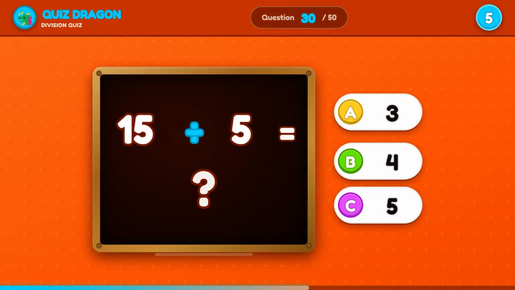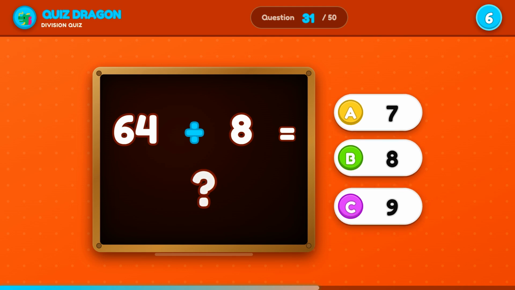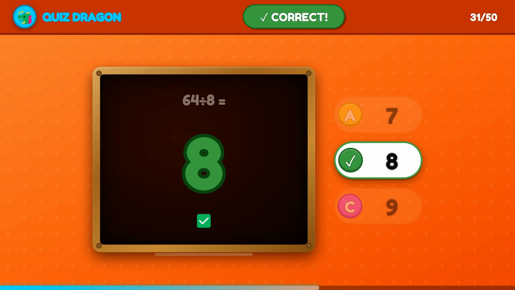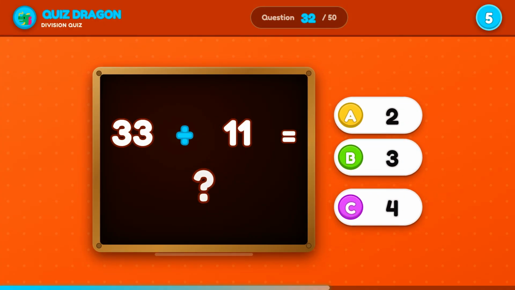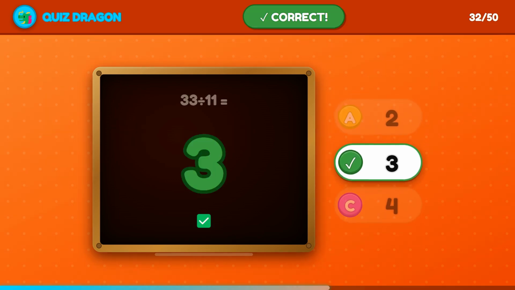Question 30. What is 15 divided by 5? The correct answer is A, 3. You are a genius. Question 31. What is 64 divided by 8? The correct answer is B, 8. Question 32. What is 33 divided by 11? The correct answer is B, 3.